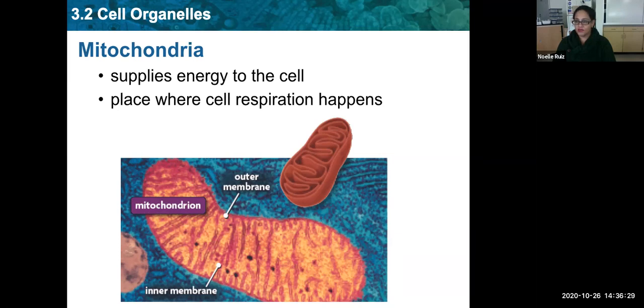Our muscle cells, where we use a lot of energy, have a lot of mitochondria in them. Your heart cells, your heart has to beat all the time, 24 hours a day, 7 days a week for your entire life. It needs a lot of energy, so there's a lot of mitochondria in your heart cells and your heart muscle. And we'll talk a lot more about cell respiration in chapter 4.